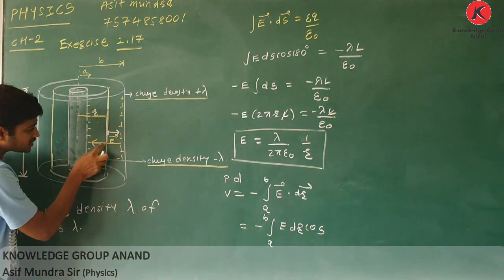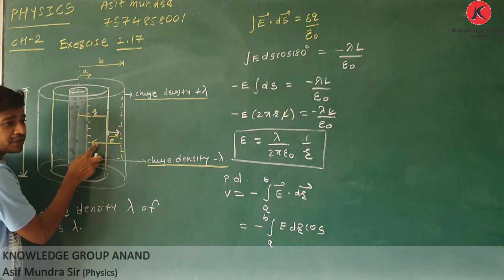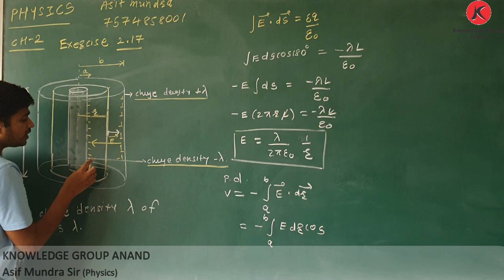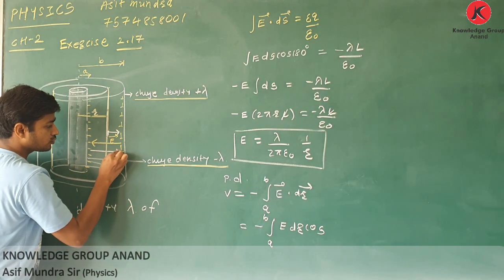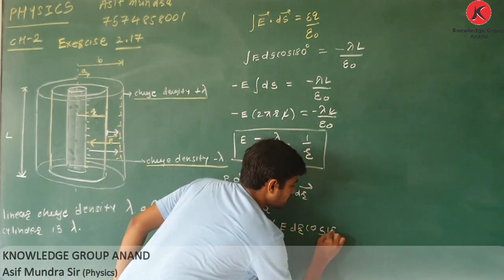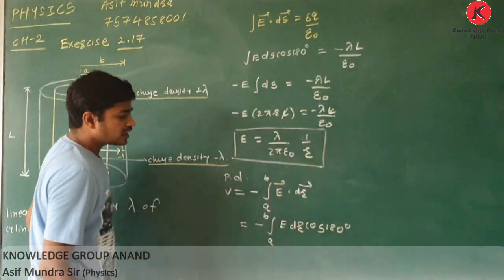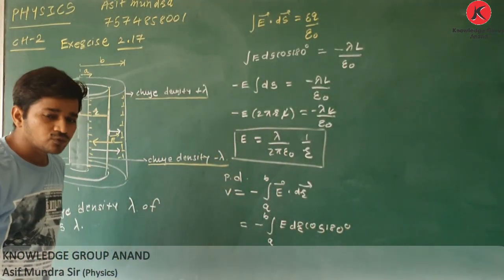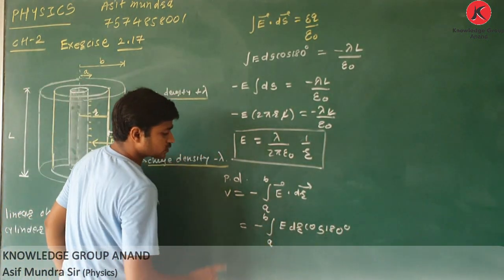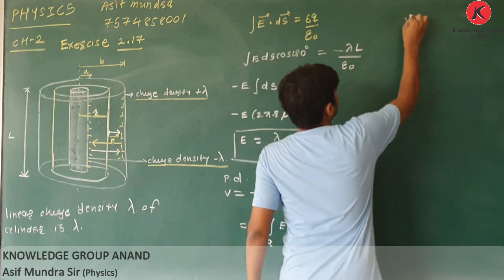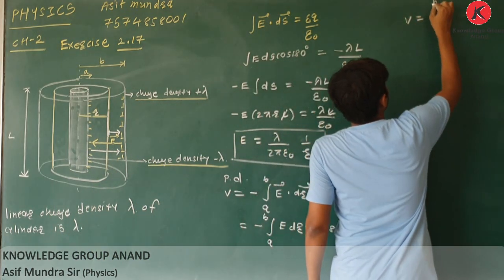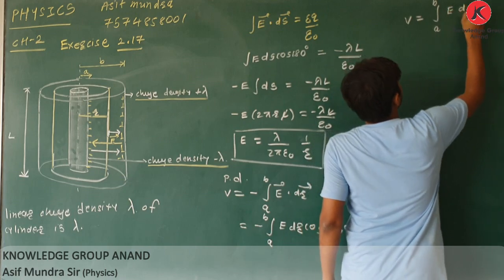The electric field is in this direction, and potential difference from A to B means we are moving from A to B in this direction. So yes, they are in opposite directions. What is the angle between them? It is cos 180, and the value of cos 180 is minus 1. So this minus 1 and this minus 1 cancel, and V is equal to the integration from A to B of E dr.